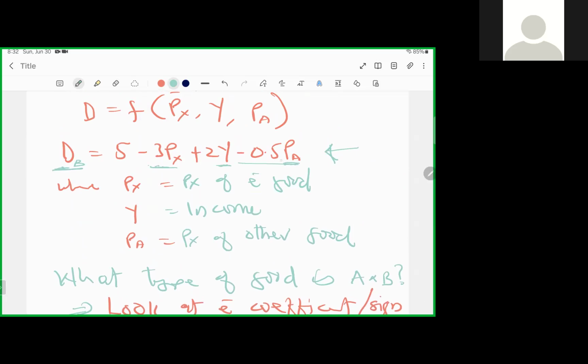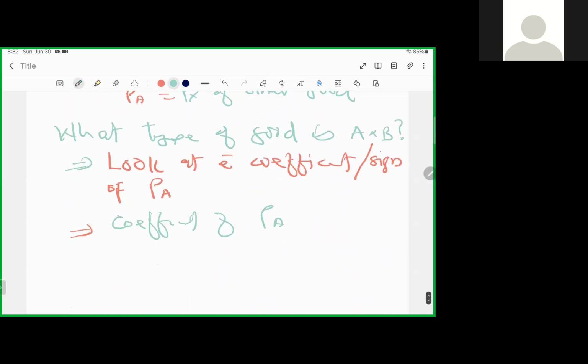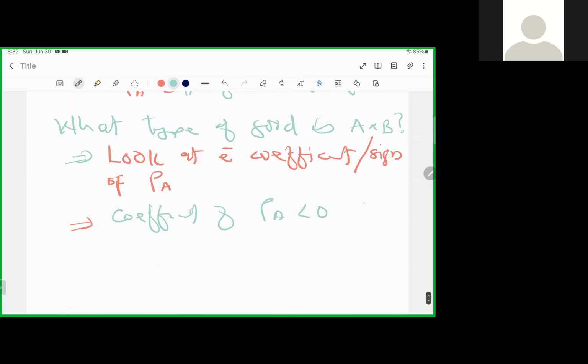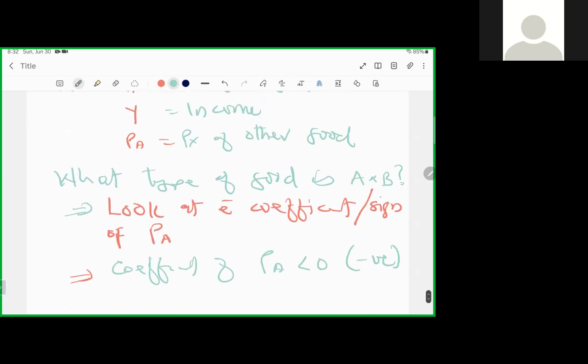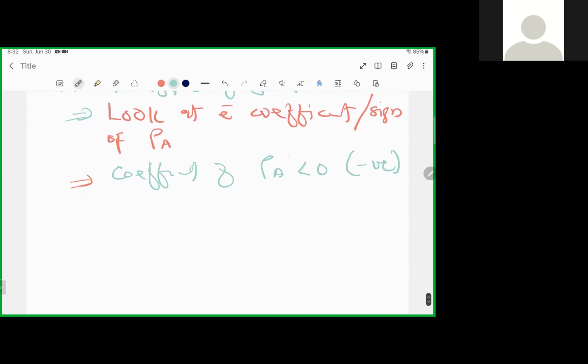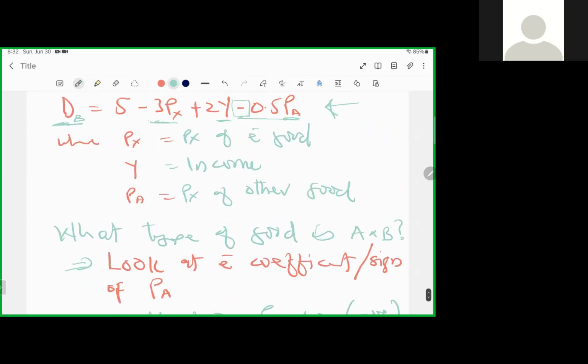So is it positive or negative? You realize that it is negative. So the coefficient of PA is less than 0. Which type of good shows a negative relationship? By negative relationship, we are talking about an increase in the price of good A leading to a fall in the demand for good B.